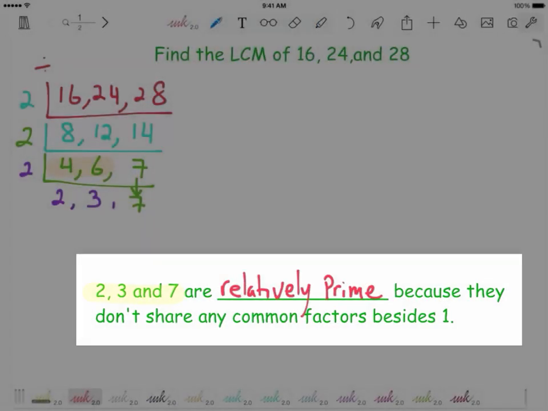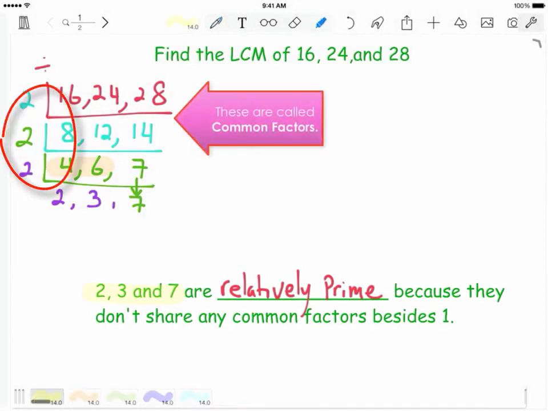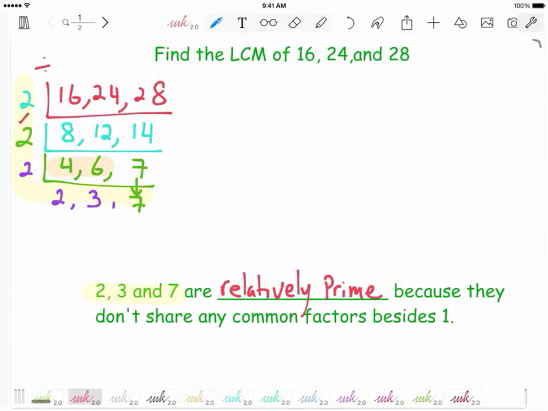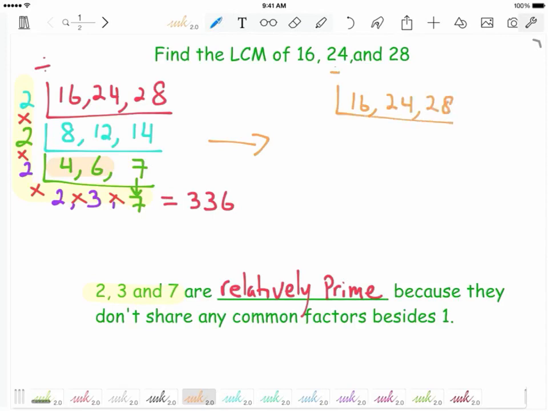We are done factoring. The LCM will be the product of the common factors on the left side times the uncommon factors at the bottom. And again, they form an L shape. So, the LCM of 16, 24, and 28 is 336. Again, if I redo this question using different factors, the LCM will still be 336.